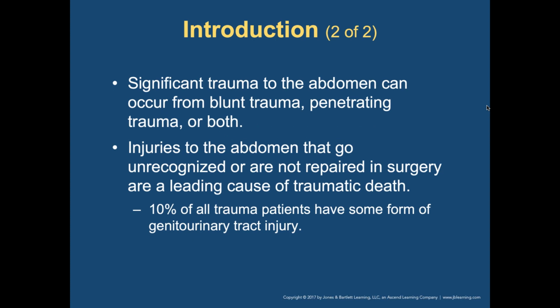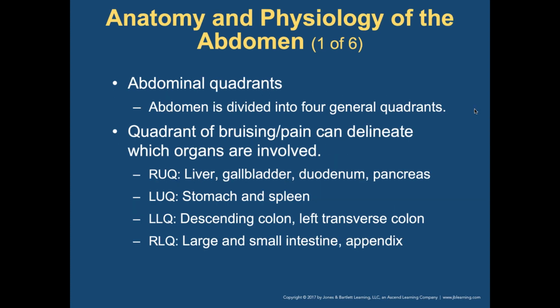We'll talk about significant trauma. The abdomen can be injured by blunt injuries. We talked about previously how much blood can be held in the abdominal cavity, so we know that somebody can bleed out when there's an issue. 10% of all trauma patients have some sort of genitalia injury, so they're just as important. I think all of us are proud of what we have, so we don't want anything to happen to it.